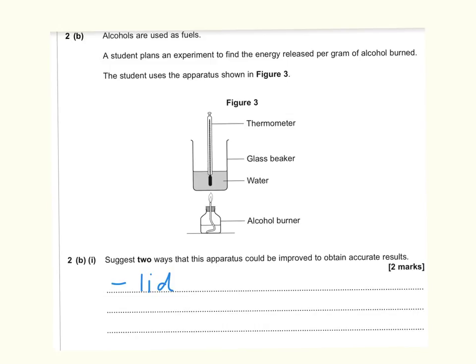The heat, the energy that's released from the alcohol burner, really should be going into the water and not being lost, so you'd add a lid maybe. And you possibly would think about insulating the beaker, because you want all the energy from the alcohol to go to the water. To give you a better idea of how much energy is released, you might want to use a metal container, because that way the heat gets conducted far more quickly than with a glass beaker, straight into that water.